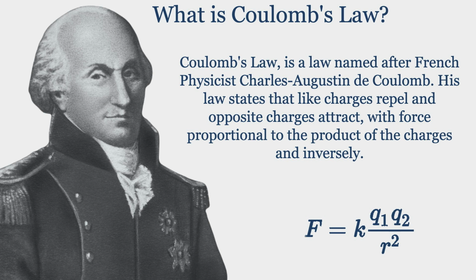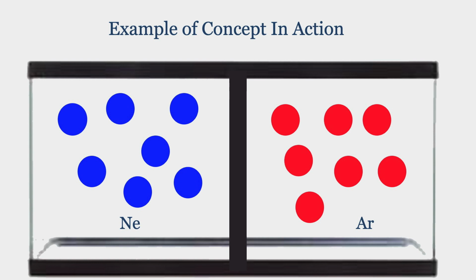Coulomb was a French physicist named Charles Augustin de Coulomb. His law states that like charges repel and opposite charges attract, with force proportional to the product of charges and inversely proportional to the square of the distance, which is displayed by the formula below. To get a better understanding, we could take a look at the figure ahead.